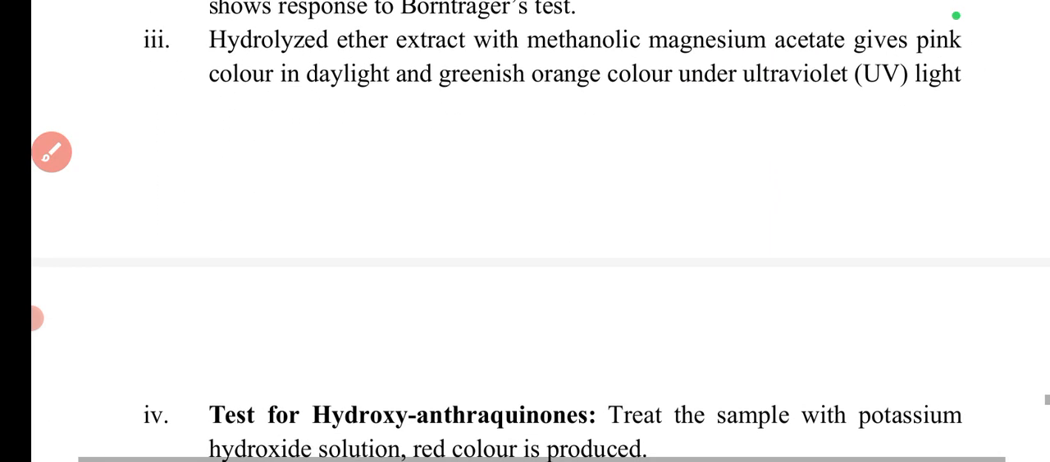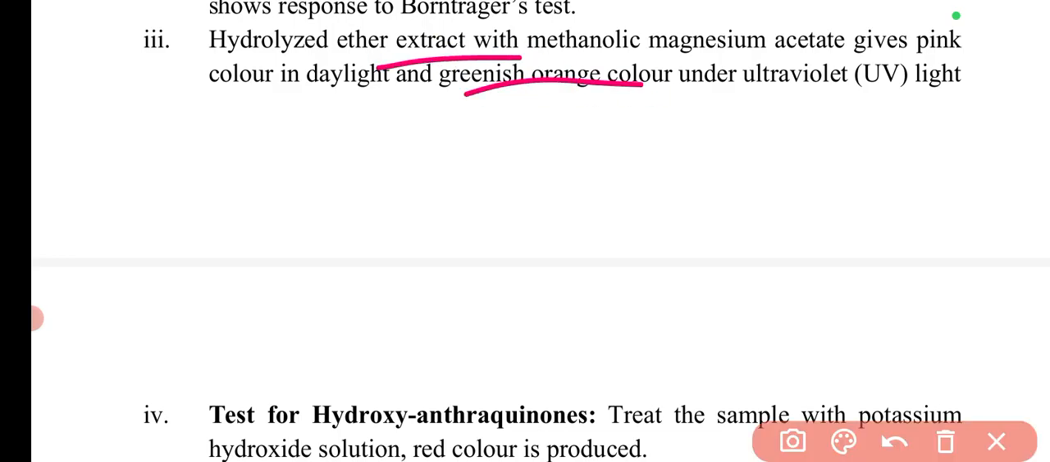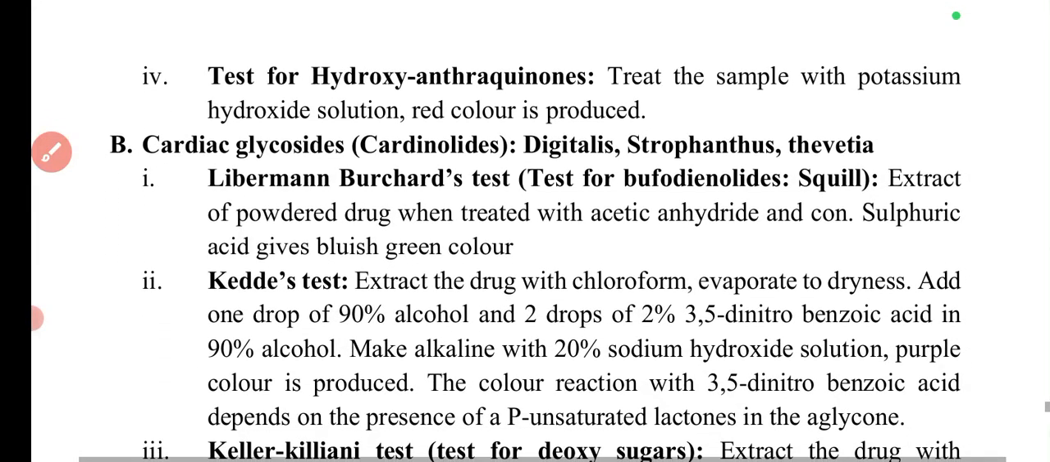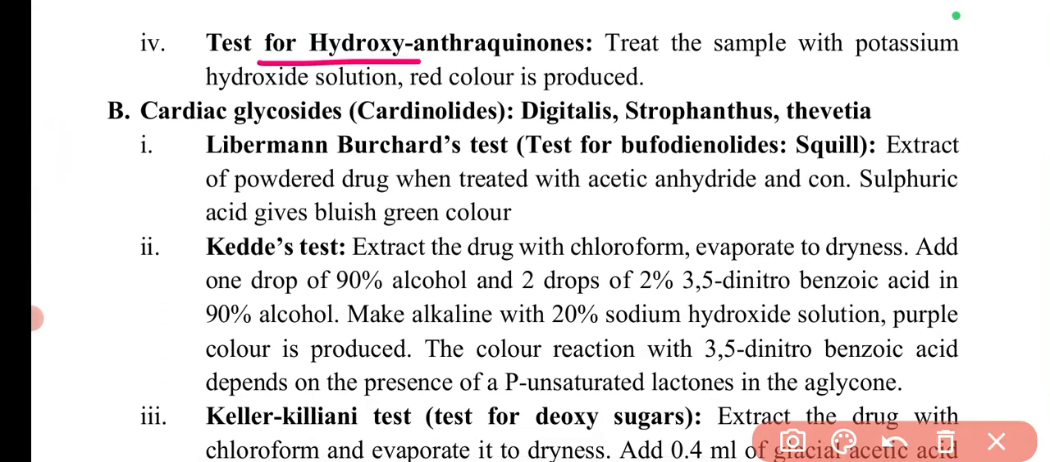Then there is another test, a non-named test. There is a very rare chance that this type of test will be asked, but you can simply remember which reagents are reacting and which color is produced. Then next is a test for hydroxyanthraquinones. There is no specific name for this test. You can read it once, so that if a question comes from this particular test, which is a very rare chance, you will be able to memorize a few of the things.